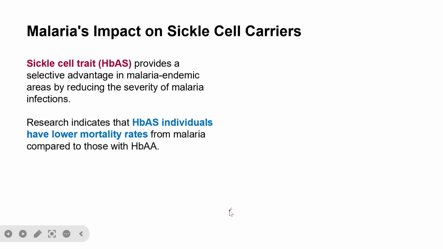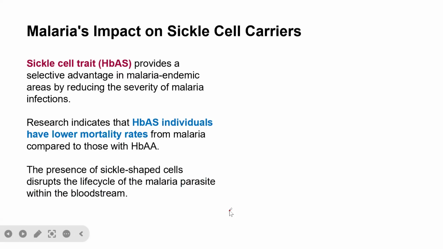About 28% of the malaria deaths are found in Nigeria, and studies have shown that those with hemoglobin AS are less susceptible to malaria infection, and they also have lower mortality rates compared to those with hemoglobin AA. The presence of the sickle-shaped red blood cell disrupts the life cycle of the malaria parasite within the bloodstream.